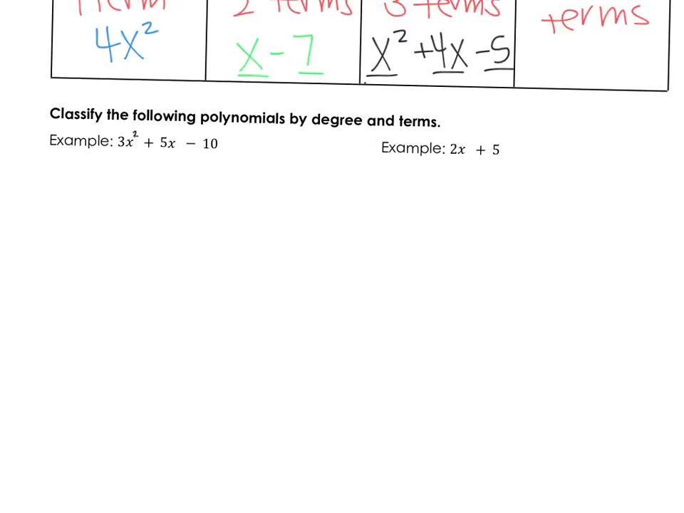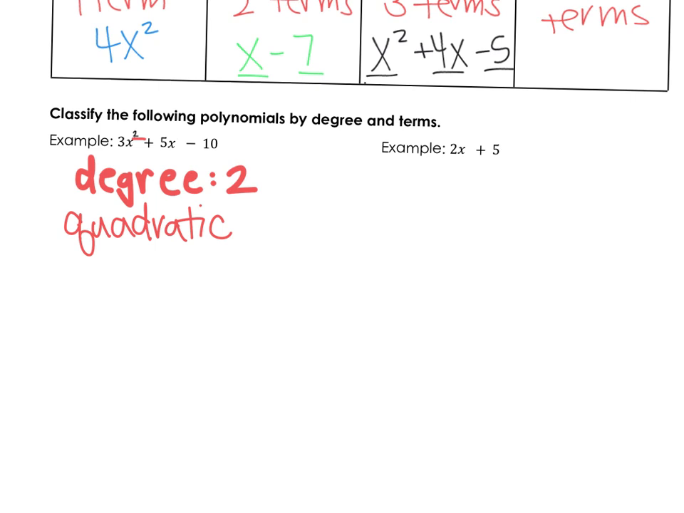So now let's classify these two polynomials by both their degree and the number of terms. So for the first one, the degree, remember, is the highest exponent. The degree here is 2. That's because the highest exponent is 2. Remember, when we're classifying by degree, we use linear, quadratic, cubic. So this would be called a quadratic because the degree is 2.